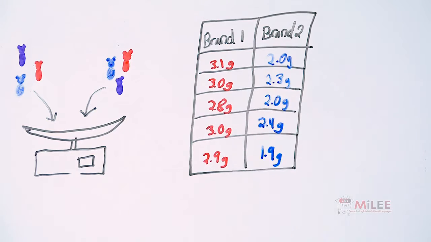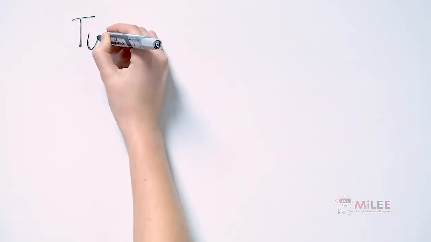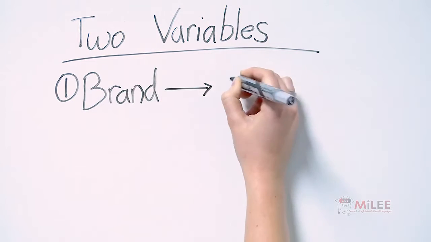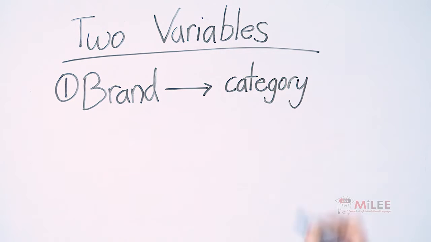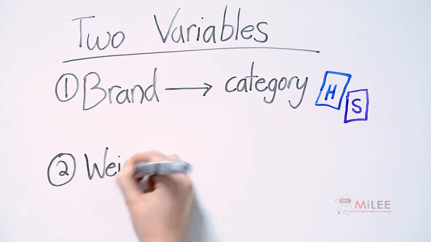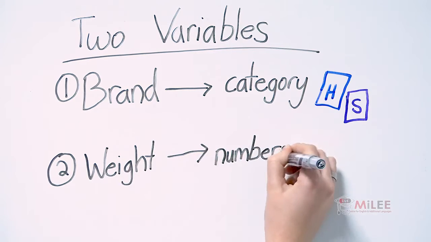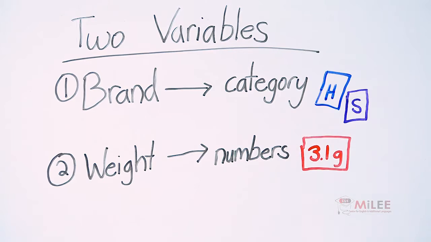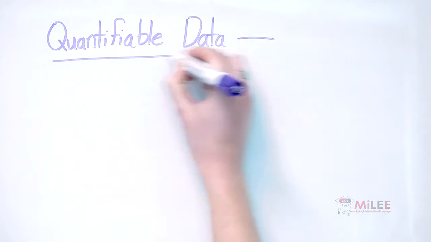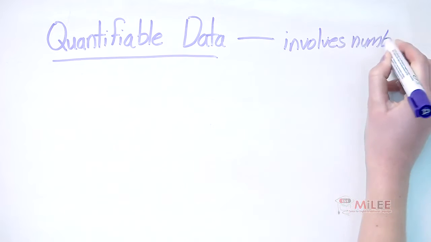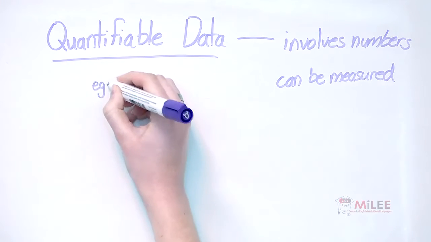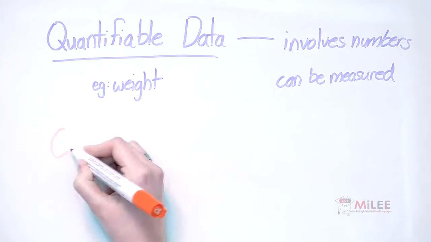Notice that in this experiment, you have two variables to consider, brand and weight. Brand is a category. In this case, our two categories are Haribo and Select. Weight is a number. Notice that these are two different types of data. Quantifiable data is information that involves numbers. It can be counted, calculated, or measured in some way. For example, the weight of the gummy bears or the cost.